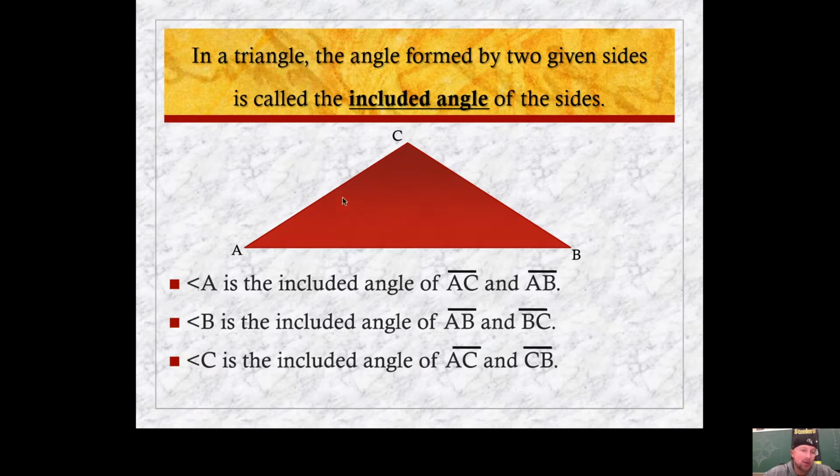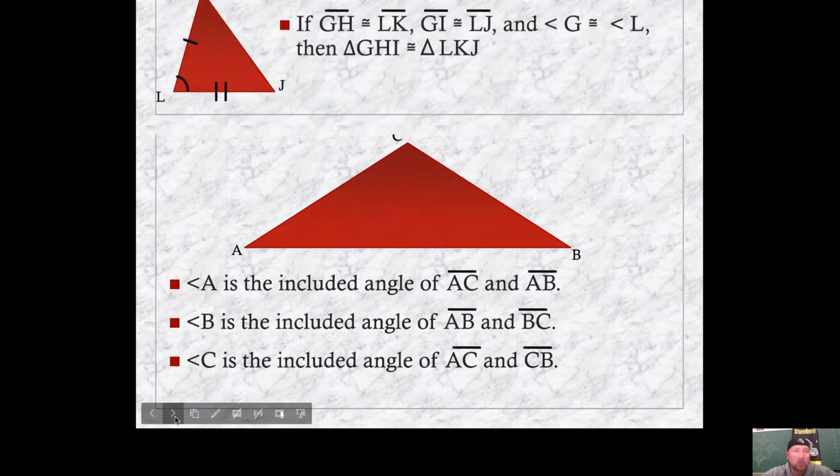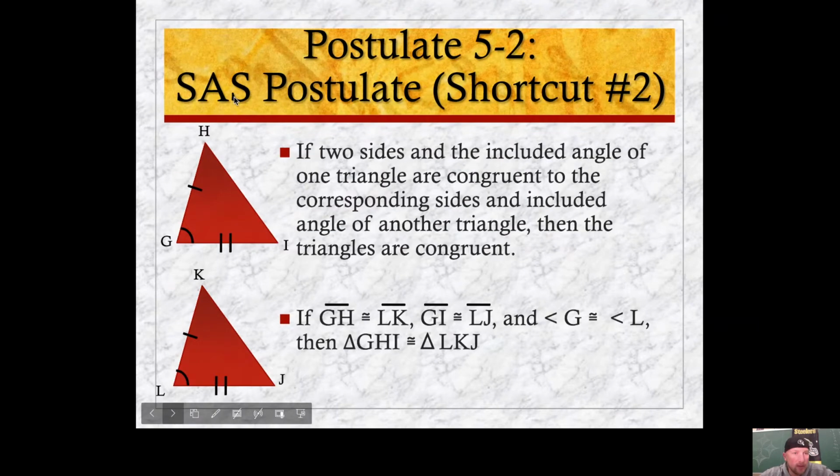Do you agree that angle A is in between those two sides? That's the included angle. Now, having a picture helps, but you don't need it. How do you know that angle A is in between these two sides? Notice how they both have an A. So if you come down here and look at these two sides, the included angle would be angle B. The included angle here is angle C. We need to understand that term if we're going to understand our next shortcut.